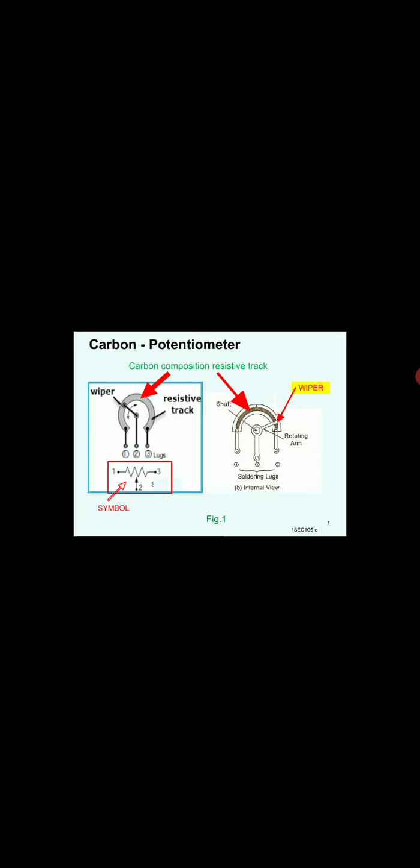Then the symbol of the potentiometer is this one at the bottom left, which you can see getting highlighted. You have terminals 1, 2 and 3. So 1 and 3 are fixed terminals. The 2 is the variable terminal.